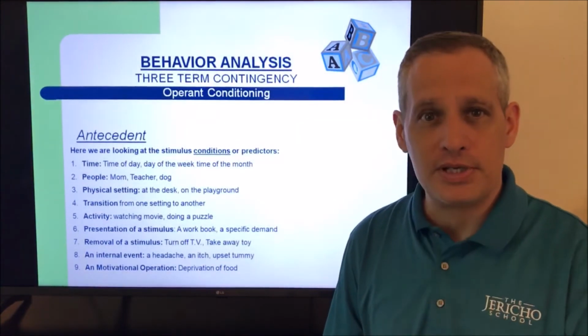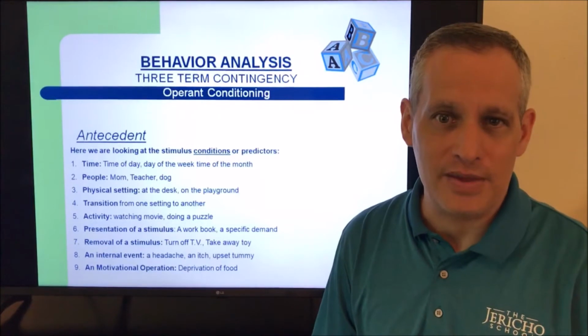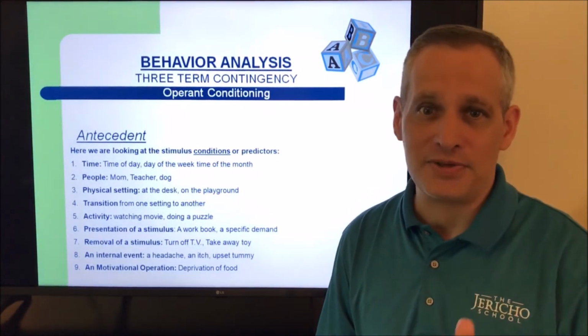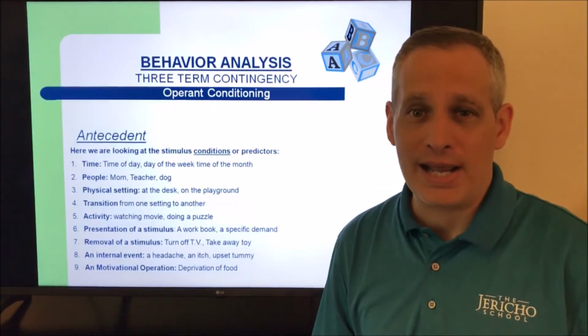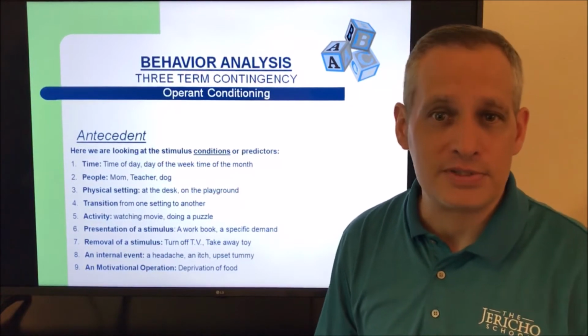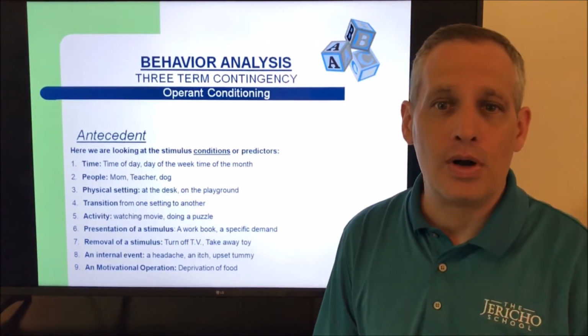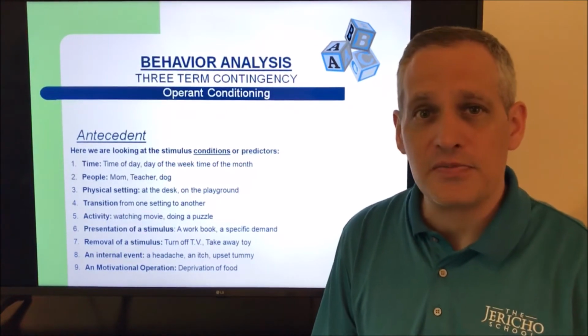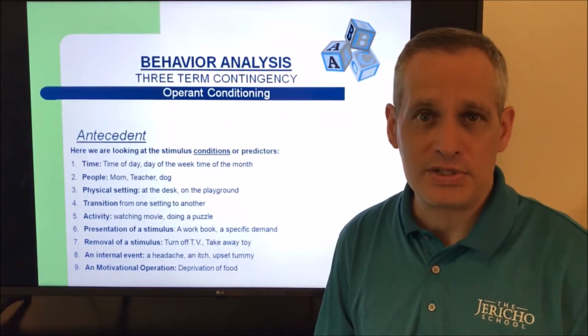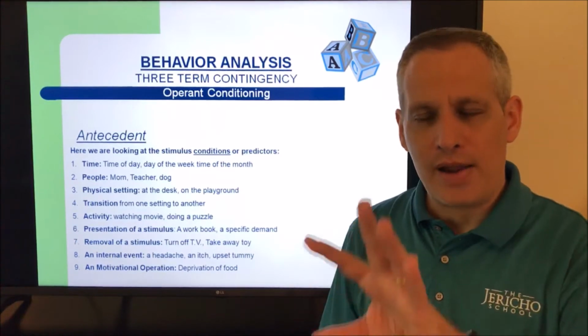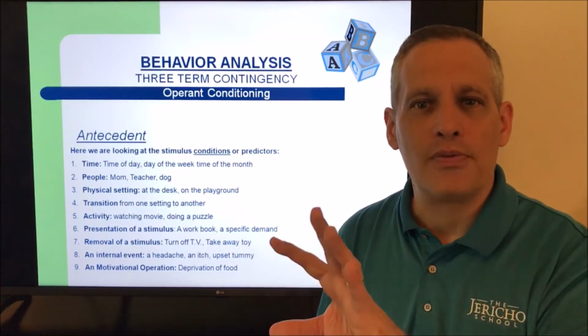There might be certain conditions or certain predictors of behavior. Children might act differently at different times of the day. We might act differently with different people or different physical settings. We might act differently in different activities, or with the presentation of a particular stimulus or the removal of a stimulus. Everything that happens before the behavior is what we call the antecedent.